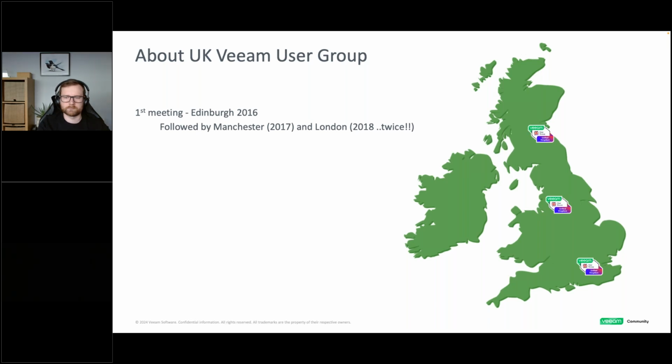The idea behind the user group was then, one, we wanted to kind of emulate what the VMware user group was like, you know, bring users together, make it a big in-person event. But also, the idea was to bring it around the country. So that's why we started in Edinburgh and worked our way south. So we had, you know, easy access for everyone, for all the users around the UK.